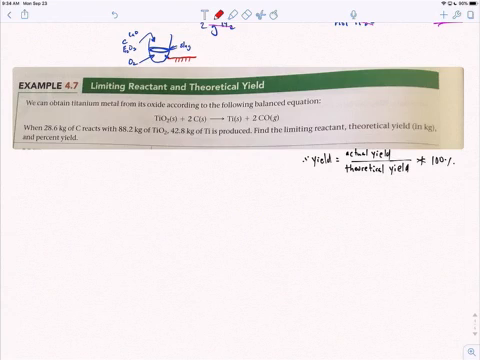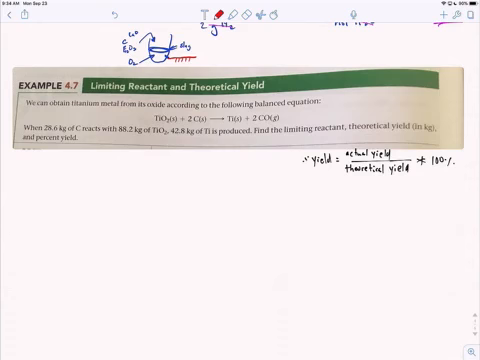Okay, but let's go ahead and do this problem. This is the same thing as we had before. We have two reactants, carbon and titanium dioxide ore. We have to figure out what the limiting reagent is, and then we have to figure out the theoretical yield. So let's go ahead and figure that out.